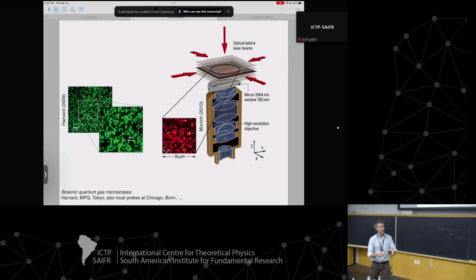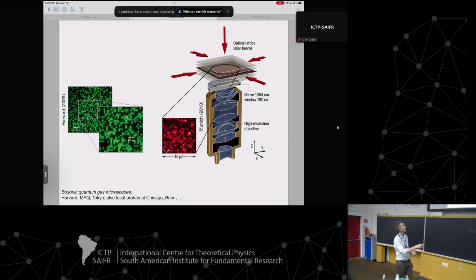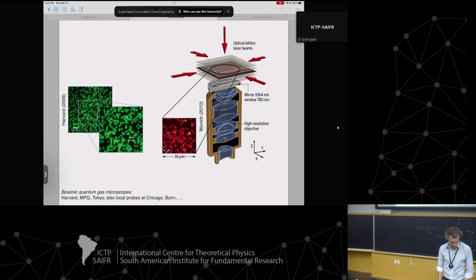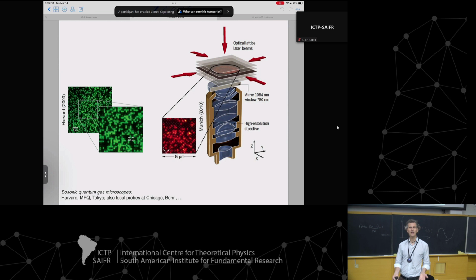Instead of looking at things in time of flight, people built microscopes that could see individual atoms in the lattice. So here's some pictures from various groups. And now I can point to a particular lattice site and say, there's one atom there, and point to its neighbor and say there's 0 there. So we're measuring number states. If this is really nice, what you want to do is measure not just 0 and 1, but 0, 1, 2, 3. And you can kind of do that.